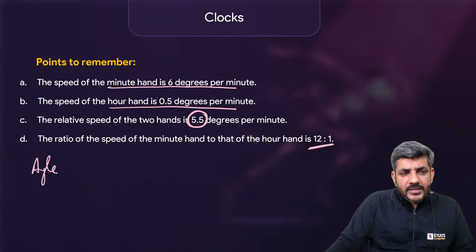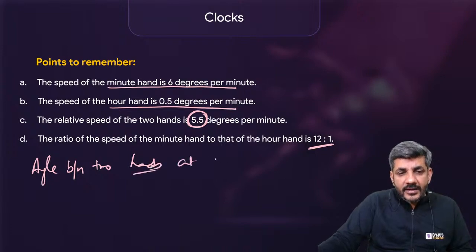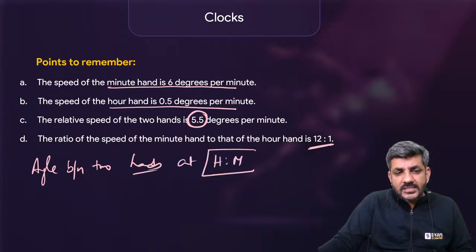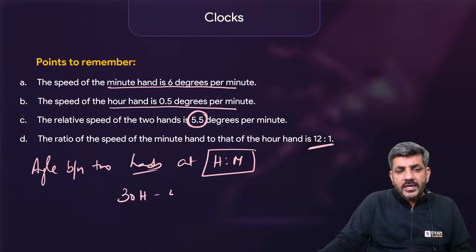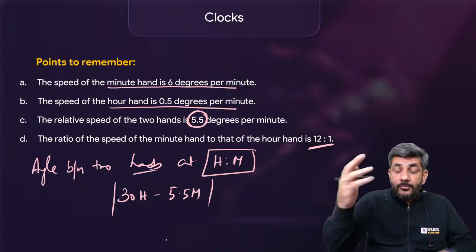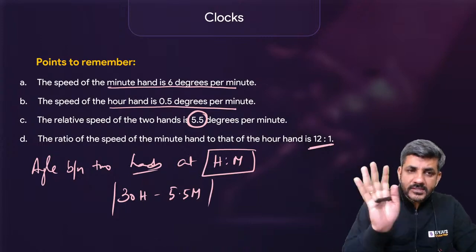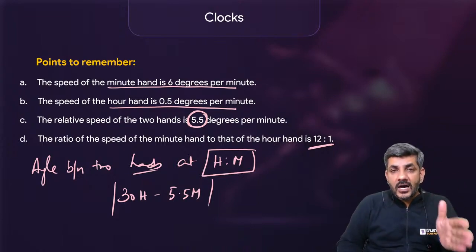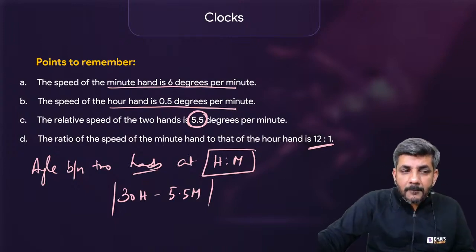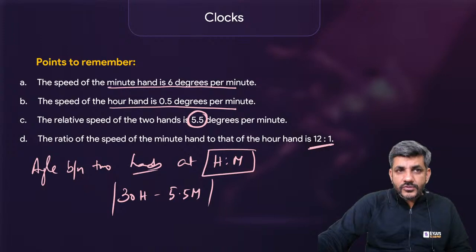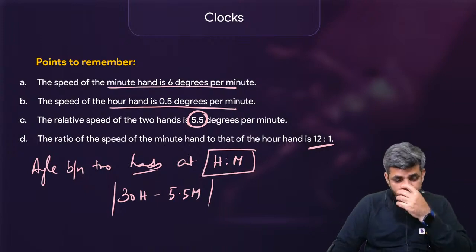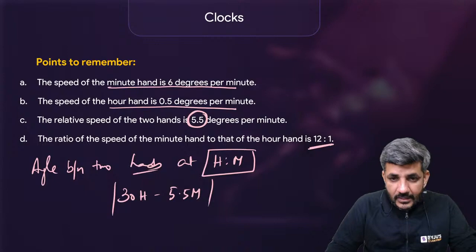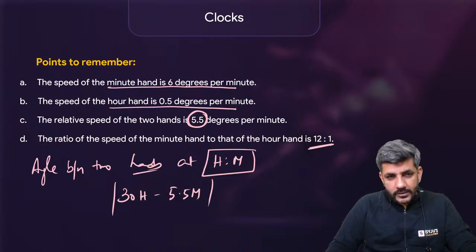The angle between the two hands at h hours and m minutes is given by the modulus of 30h minus 5.5m. Modulus means that whether this value comes out positive or negative, you will just take the absolute value of that. So you always take the positive value. This will give you the answer for the angle between the two hands of a clock, right?